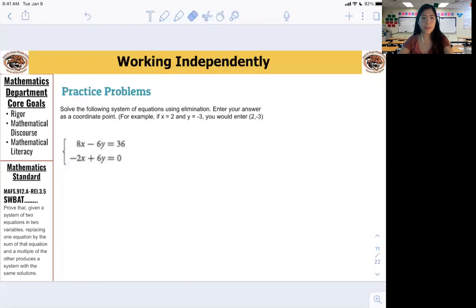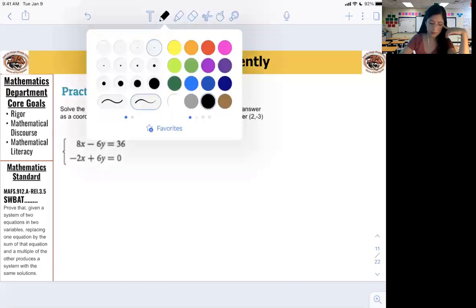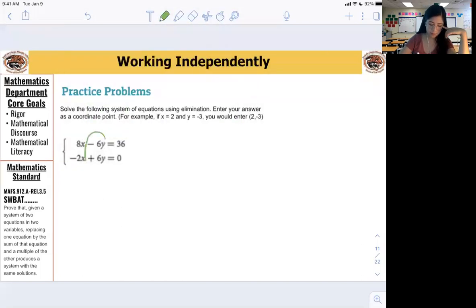So what happens here? Do I need to multiply? No. Why? Because we already have opposite coefficients, the -6 and the +6. Beautiful. So sometimes you actually don't need to multiply, because if you already have negative and positive, if you already have opposites, you don't need to use that step.